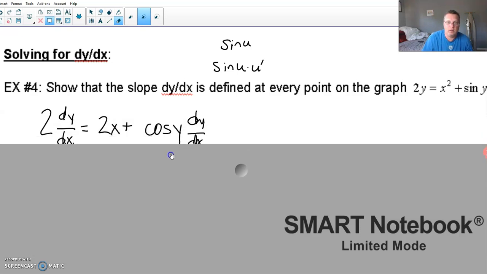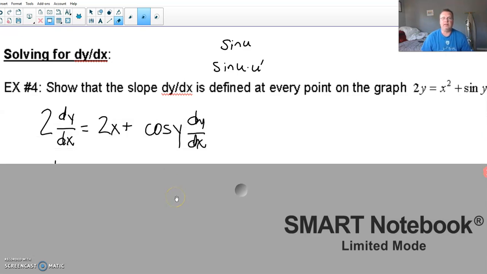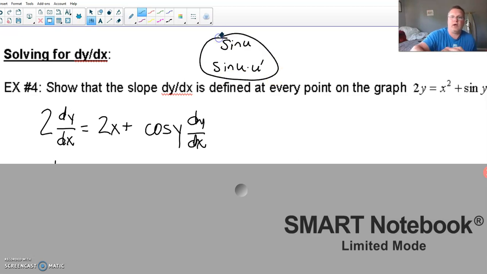And then you have your dy/dx. So the 2 dy/dx equals 2x plus cosine y dy/dx. That's the derivative. This up here is how you would derive it. So sine u, we got to do the cosine of u times u prime. Remember that was old. So when you differentiate sine y, it gives you cosine y, and then the derivative of y is just 1. So that's where it comes from.